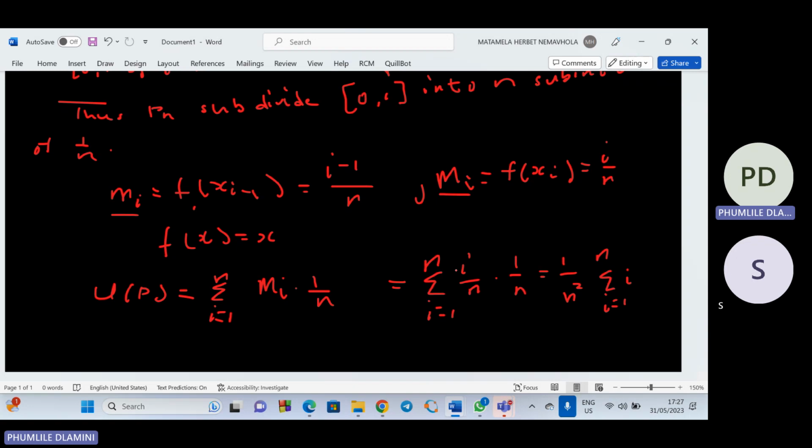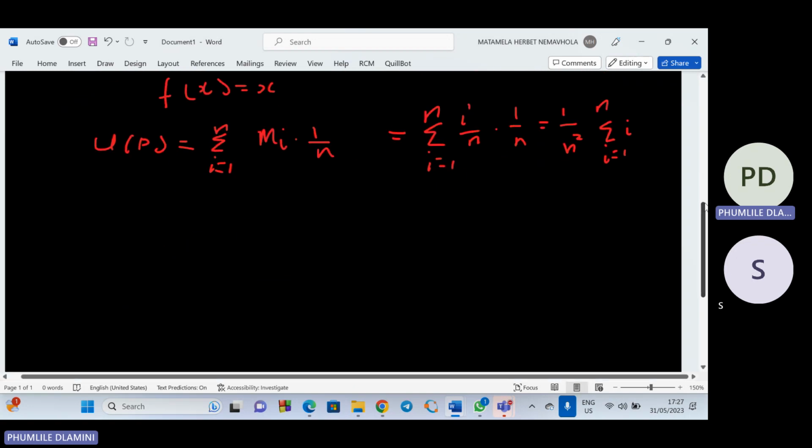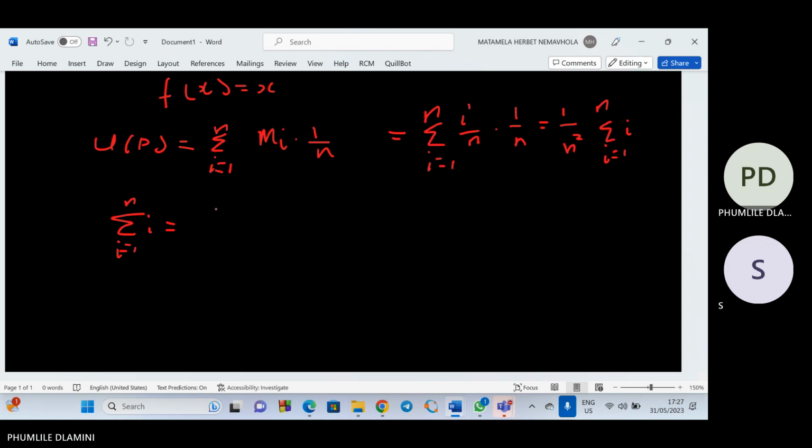This is that i. If you work it out mathematically, you will find that the sum from i equals 1 to n of i is equal to n times n plus 1 over 2.